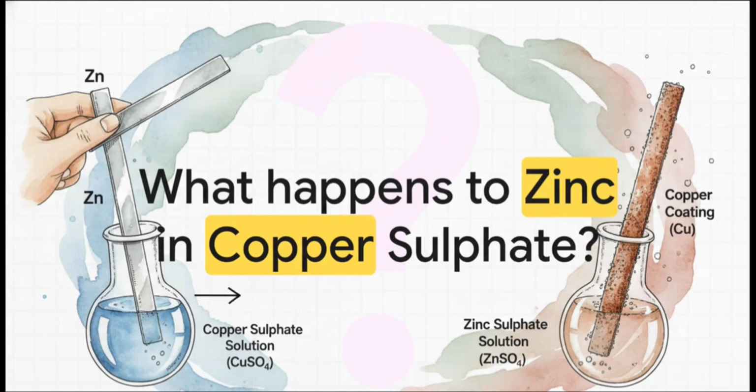I'll leave you with this final predictive thought to test your mastery of the displacement rule and the reactivity series. If you dip a silvery white zinc strip into a blue solution of copper sulfate, what exactly will you observe visually after 2 hours? Think about the color changes and what metal coats the strip.